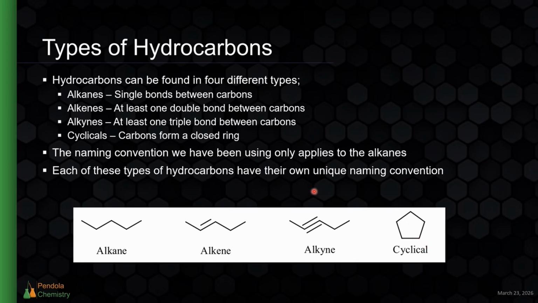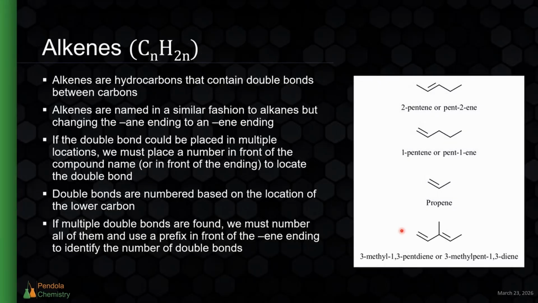Each of these types of hydrocarbons has its own unique naming conventions that make slight variations to the main alkane groups that we just saw. So again, don't think of this as whole new ways of naming, but of slight changes as we change what we're looking at, whether it's an alkane, alkene, alkyne, a cyclical, or functional groups later on. So let's look at alkenes first.